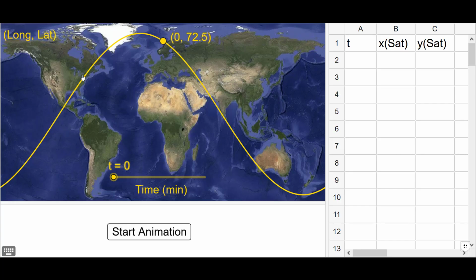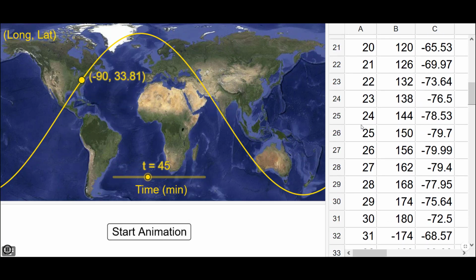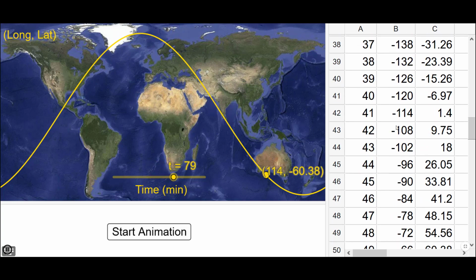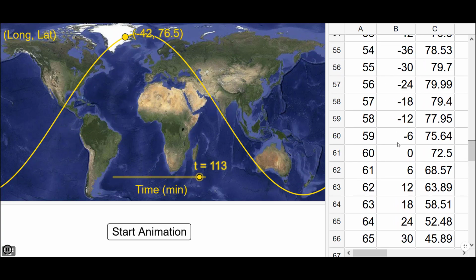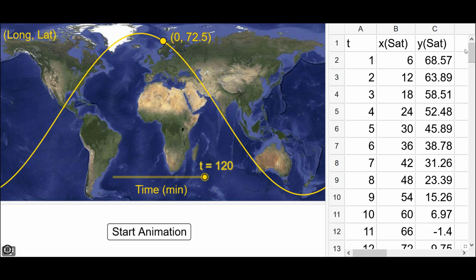Okay, so this is just sort of a generic path of a satellite based off of a sine regression like we did in our project. And right now it has a longitude of 0 and then a latitude of 72.5 degrees north, and we're going to assume this is time equals 0. So as we start moving forward in time, what's going to happen? Okay, so notice we're getting time values in the first column. We're getting x coordinates or longitudes in the second column, and then we are getting latitude values in the third column.